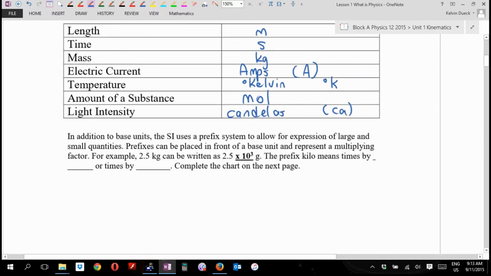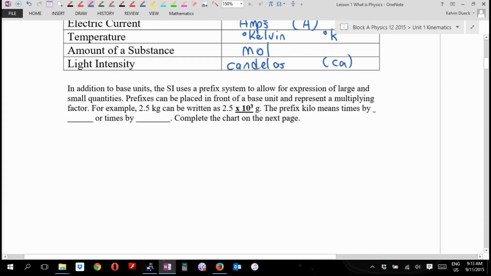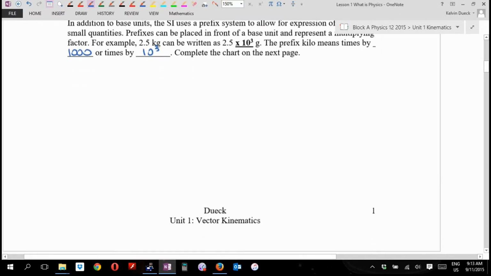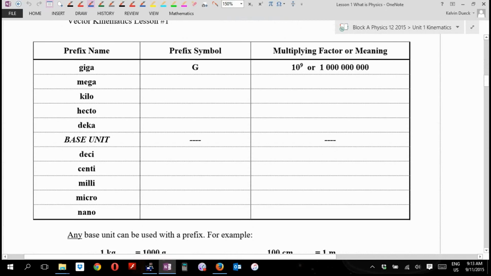In addition to the base units, the SI system uses prefixes, metric prefixes. For example, the prefix kilo means times by 1,000, or I would probably write times by 10 to the third because that's less writing, and I'm naturally lazy. So it says complete the chart on the next page. Do you think I want you to memorize these? No. On your formula sheet, the chart's on the back page.